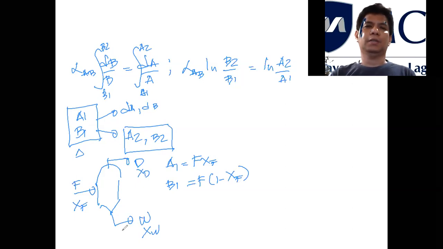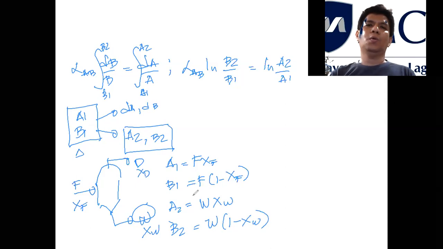Okay? So what about A2? A2 is the number of moles of A in the waste. So here, we have W. So it would be W times XW. And what about B2? So B2 would be W times, since we only have two components, 1 minus XW.